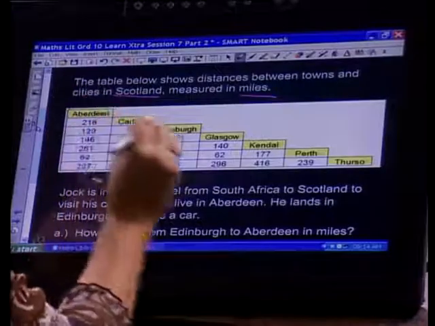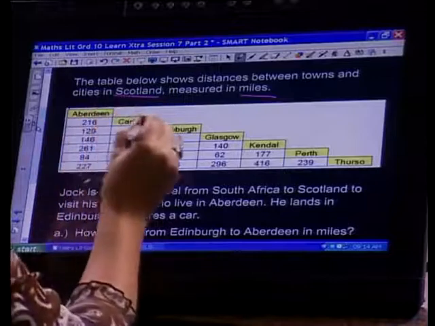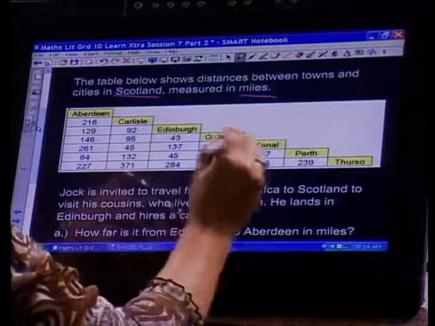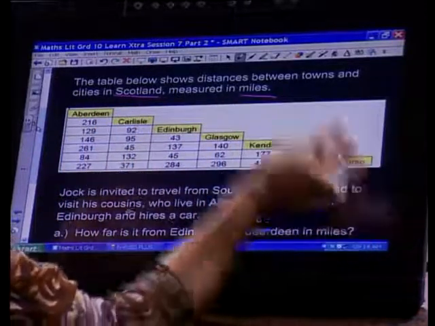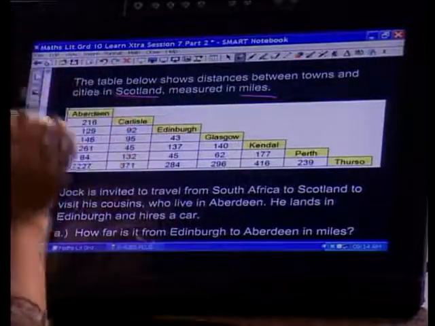So our calculations today are all going to be, our answers are going to all be miles. So don't let it throw you if it's something that you haven't seen before. So what does this table show us? Well, we've got different cities or towns. We've got Aberdeen, Carlisle, Edinburgh, Glasgow, Kendal, Perth, etc. And they've got a whole lot of numbers below them.